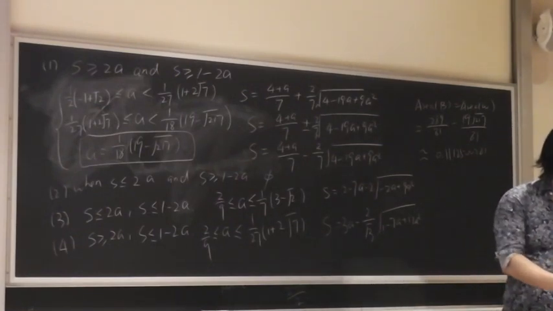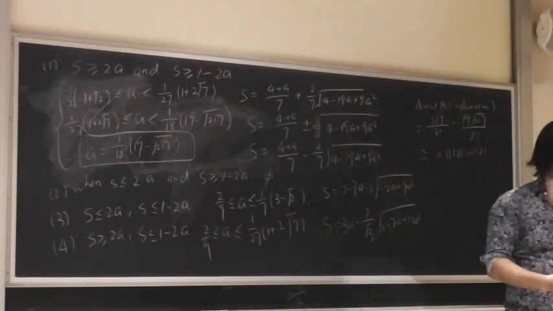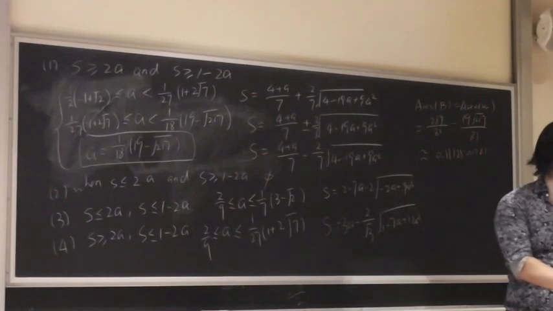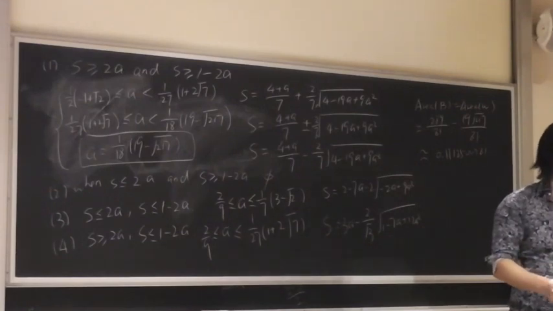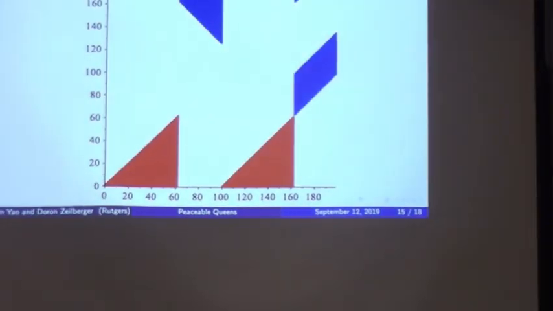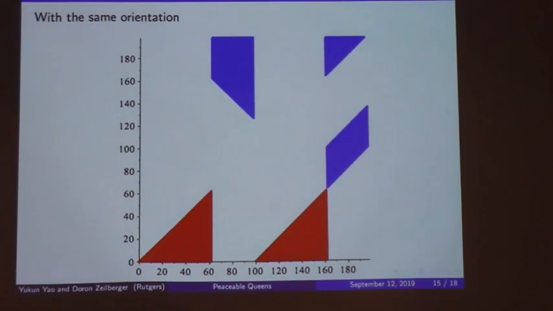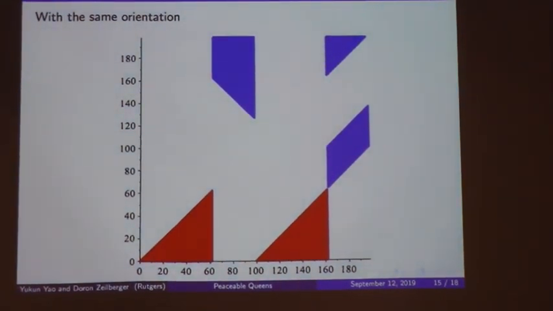So similarly, we also want to think about the two identical isosceles right triangles. Because in this case, with the same orientation, we still have two parameters. And we also use cylindrical algebraic decomposition.